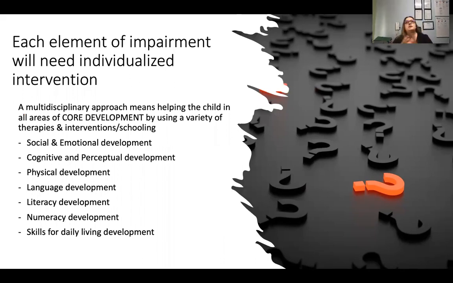Let's look at those. So let's look at everything that a child really needs to learn. We need to look at social and emotional development. We need to look at cognitive, perceptual development. We need to look at physical development, literacy, language development, numeracy, skills for daily living. All of these form part of early childhood development, and these are all core development principles. So when we look at autism intervention, we cannot, as parents or as therapists or as schools, focus only on one element of the child's development.